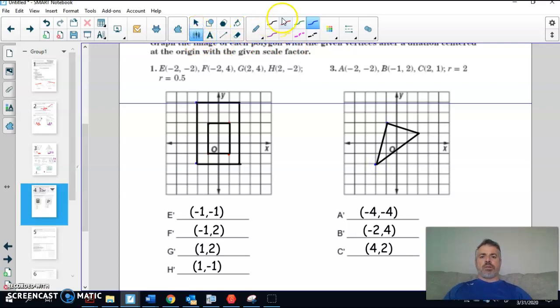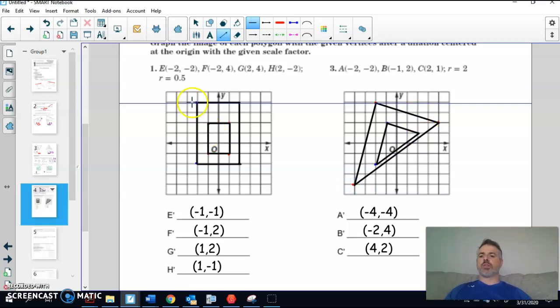So then I'll graph my image points in red. So again, it's an enlargement. I know that because my scale factor is 2, which is bigger than 1. So it would be a negative 4, negative 4. First pre-image point, negative 2, 4 is up here. And then lastly, I got 4 comma 2. So I'll connect those with a line, and you can see my enlargement then because my scale factor is bigger than 1. That would look something like this. That's how you do a problem like that.